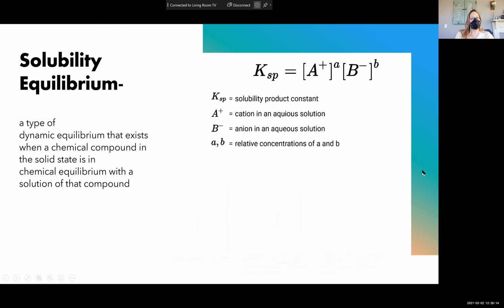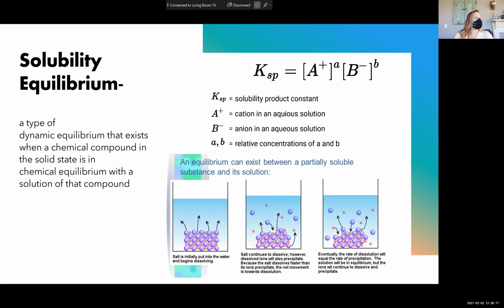So solubility equilibrium. These are dynamic equilibriums, which we're going to talk about a little bit the next couple lessons. It's a type of dynamic equilibrium that exists when a chemical compound in the solid state is in chemical equilibrium with the solution of that compound. So what does that mean? Here's a good little graphic down here. You've got your salts put into the water, it begins dissolving, continues to dissolve. However, dissolved ions also precipitate. Because the salt dissolves faster than the ions precipitate, the net movement is towards dissolution.